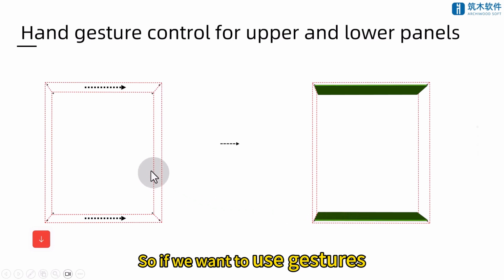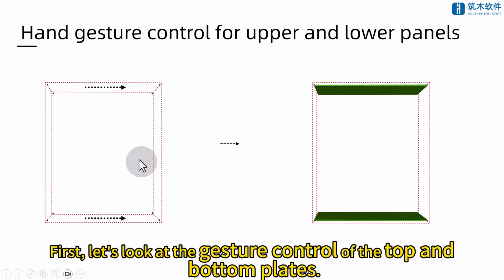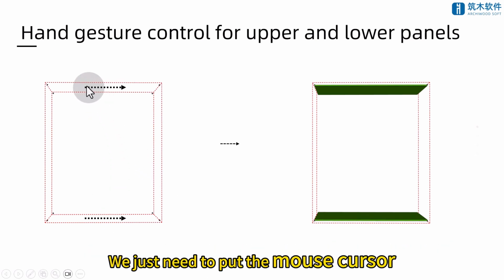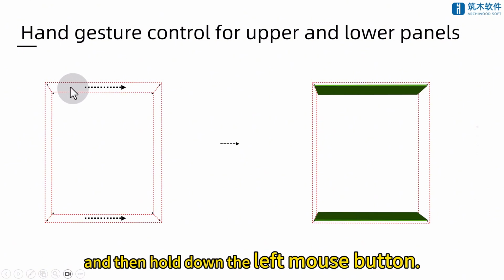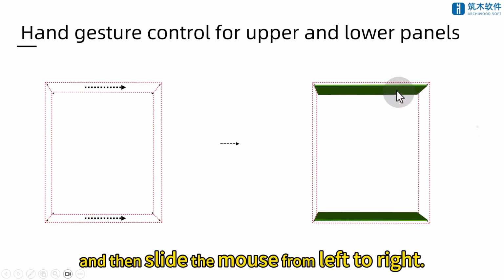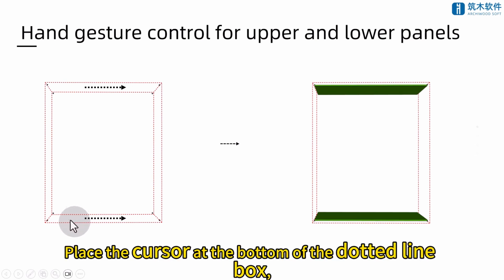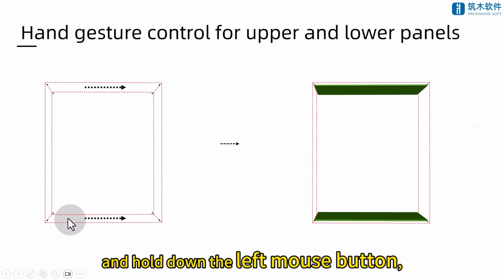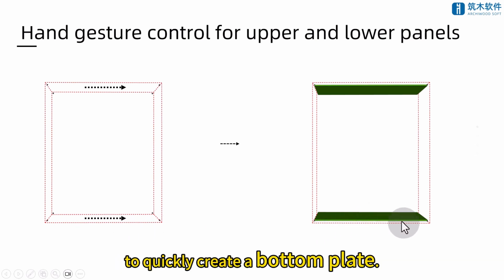So, if we want to use gestures to complete the drawing of the board, it's very simple. First, let's look at the gesture control of the top and bottom plates. We just need to put the mouse cursor at the top of the dotted line box, hold down the left mouse button, and slide the mouse from left to right. The bottom plate is the same. Place the cursor at the bottom of the dotted line box, hold down the left mouse button, and slide the mouse from left to right to quickly create a bottom plate.